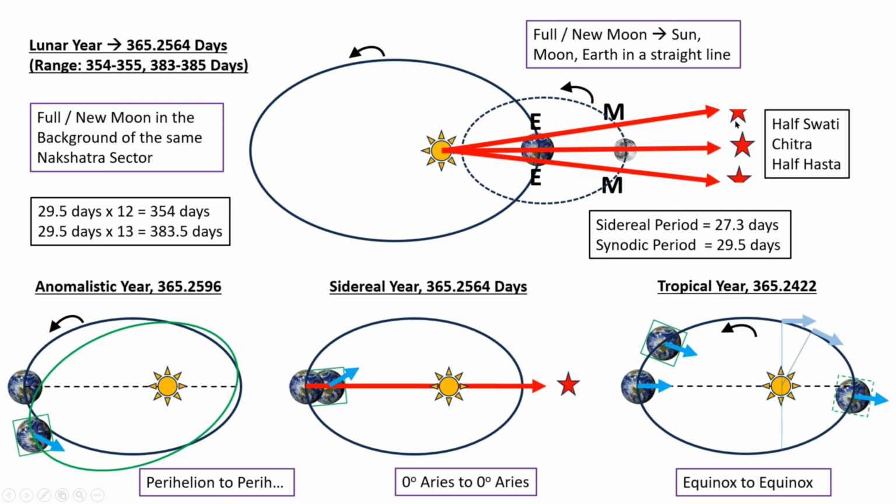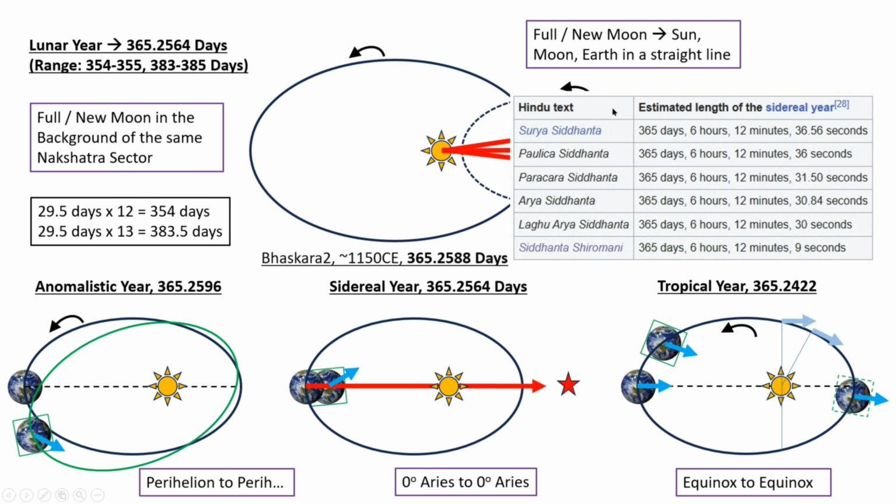So we expect that, like the sidereal year, the solar year based on the stars should also have 365.2564 days. But the ancient Indian astronomers have all consistently overestimated the length of the year by a few decimal places. We can see that in this table. Surya Siddhanta says about 365 days, 6 hours, 12 minutes and 36.56 seconds, and the lowest one is Siddhanta Shiromani by Bhaskara 2.